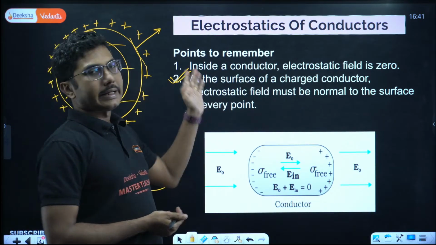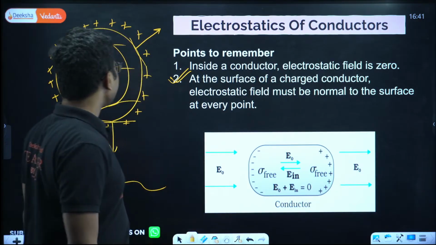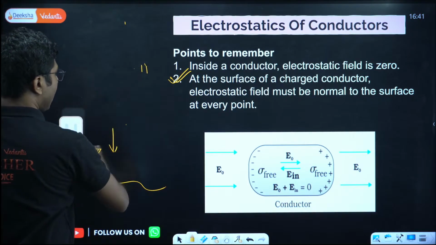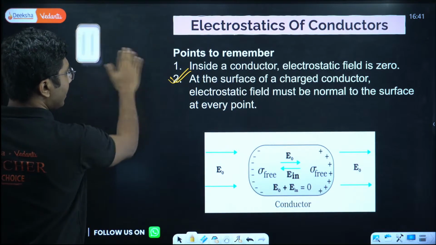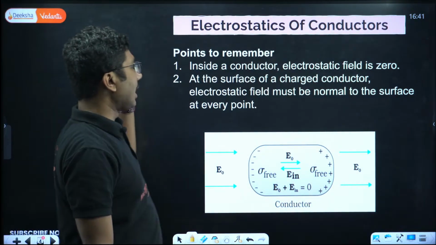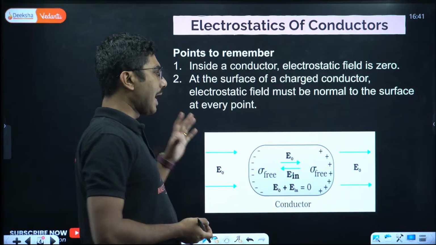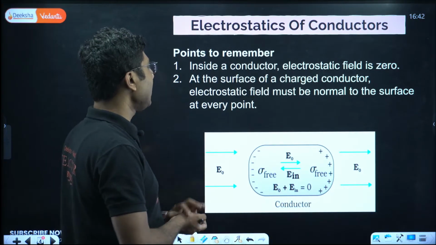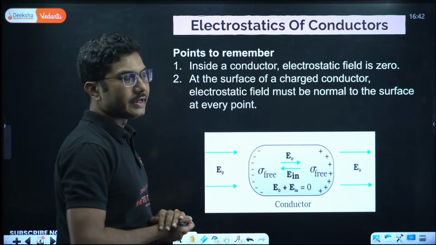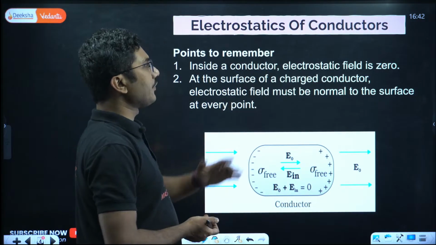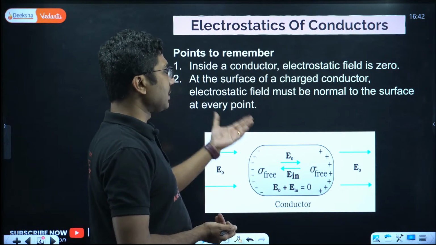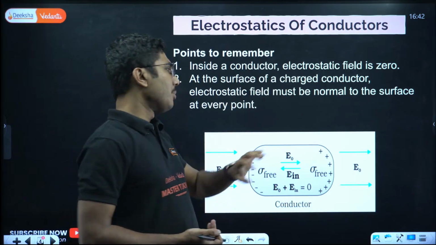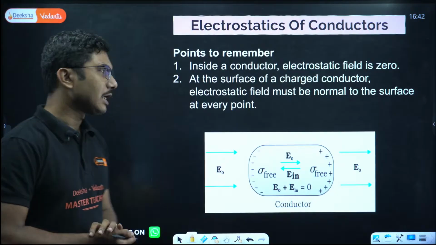Now, electrostatics of conductor. So what is electrostatics of conductor? If you apply an external electric field, what happens inside the conductor? That is a very important point to understand. Inside a conductor, the electrostatic field is always 0. At the surface of a charged conductor, the electrostatic field must be normal to the surface at every point. So these are the 2 points mentioned. But why is the electrostatic field inside a conductor 0?